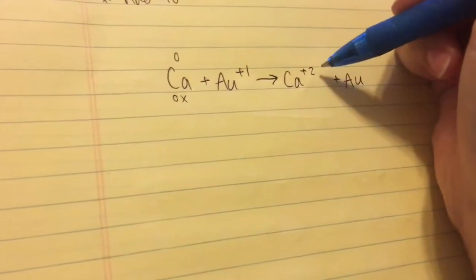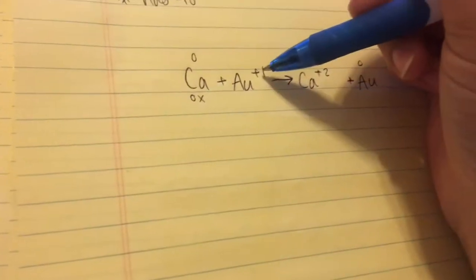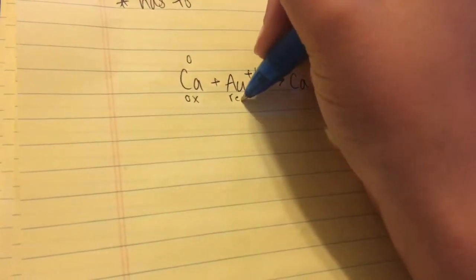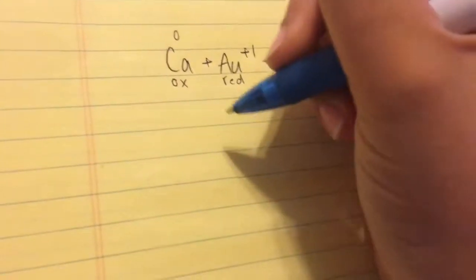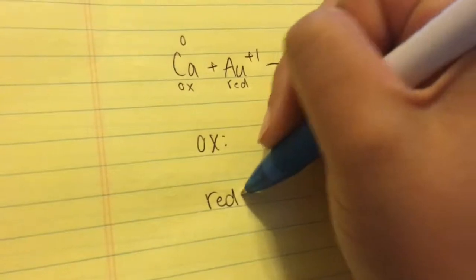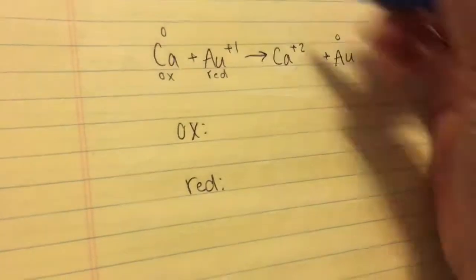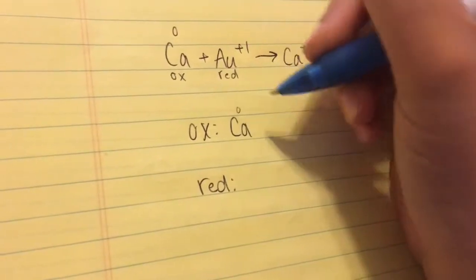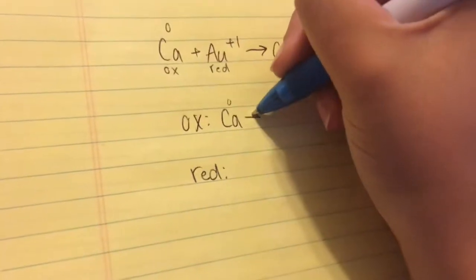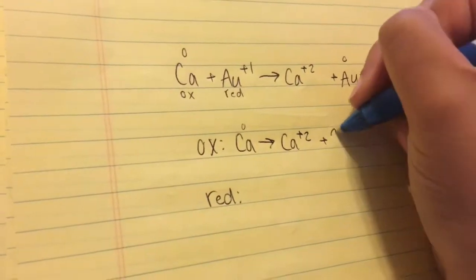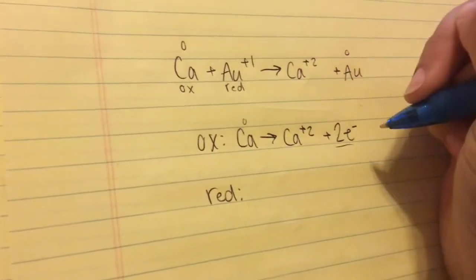And now on to our next example. Ca, which is calcium, goes from 0 to positive 2, becoming more positive, thus making it oxidation. Au goes from positive 1 to 0, becoming more negative, which makes it reduction. So to start off with oxidation and then going on to reduction, we begin with the reactant, which is Ca with no charge. Then we draw the arrow and go to the products, which is Ca plus 2 plus 2 electrons to balance it out.